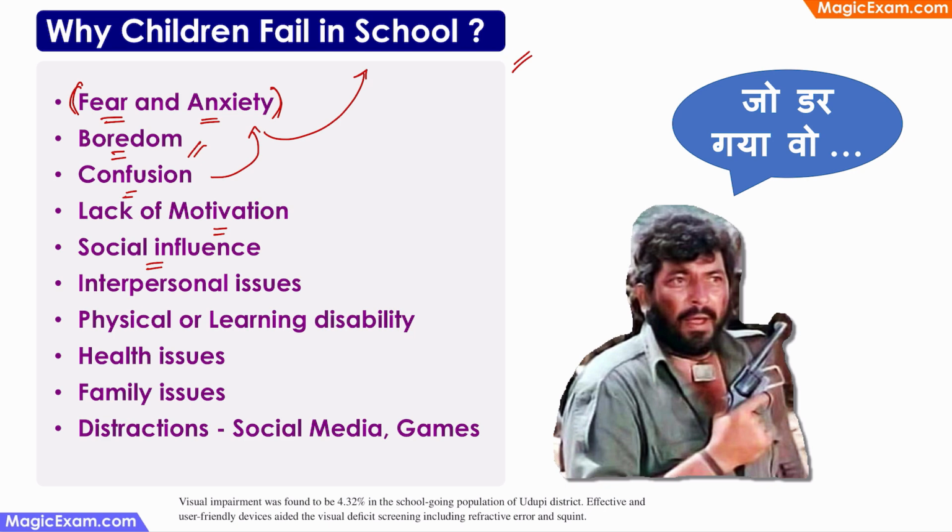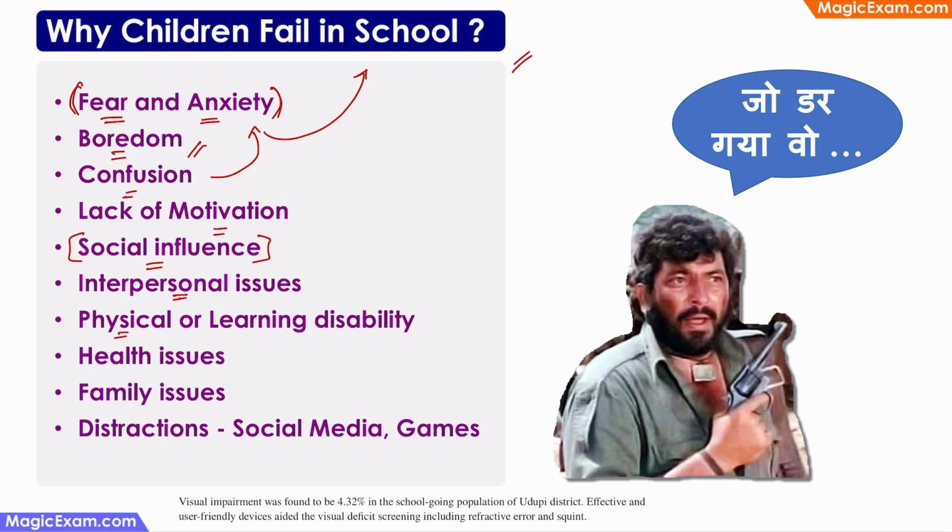There might be some children who are good or who can do well academically, but they are in bad company. And if they are bunking classes, if they are getting into mischievous activities and they are not paying attention in the class, then that leads to failure. So social influence is also a very, very important factor. Children can also have interpersonal issues at home, or they might have interpersonal issues and not be getting along with the other students or with the teacher. And those interpersonal issues can lead to lack of motivation, fear, anxiety, and lead to failure in school.